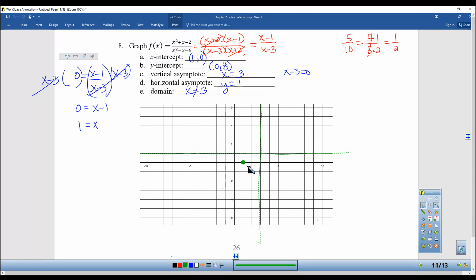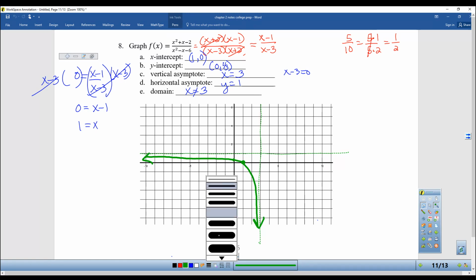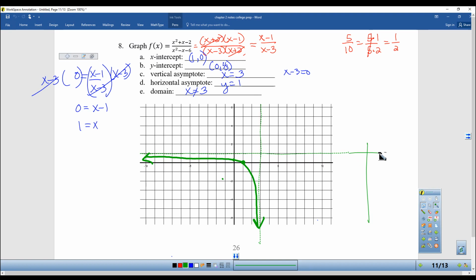I have a point at (1, 0) and at (0, 1/3), both on the same branch. So it didn't help me as much as I wanted it to. But I still only have to find one point on the other branch.